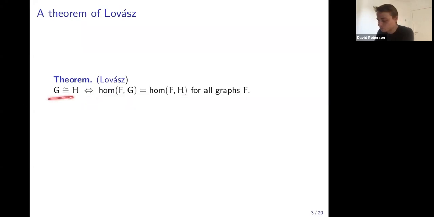Of course, if the graphs are isomorphic, then this is true because the number of homomorphisms doesn't depend on the labeling of the vertices. But the other direction also holds. It's a non-trivial result, but it's not a very, very difficult result.